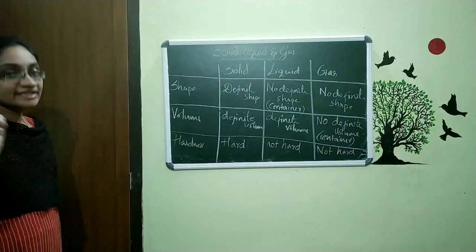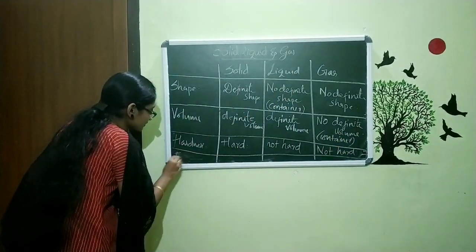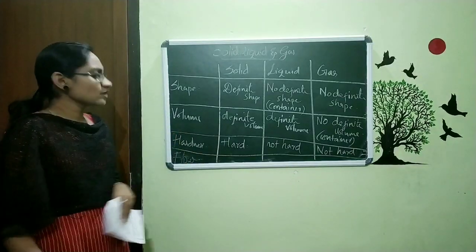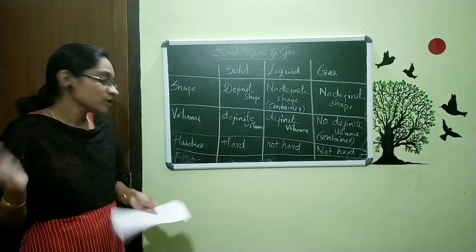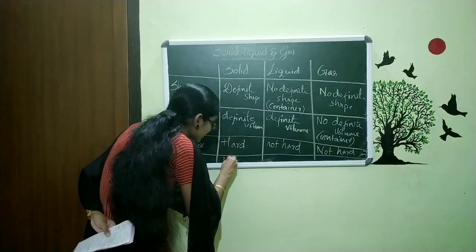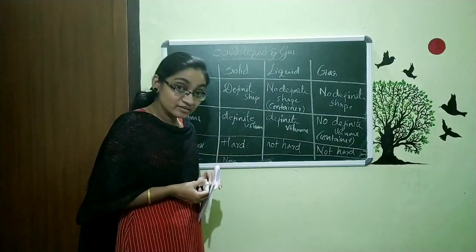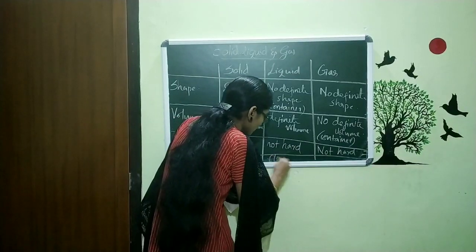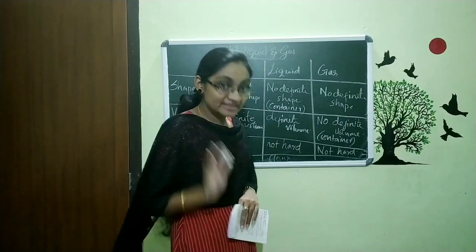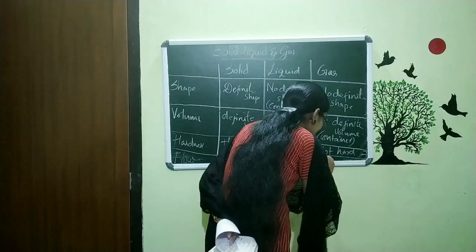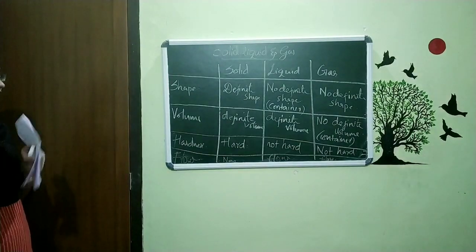And also, the final point is about the flow. What about the flow? Do these solids flow? Have you ever seen solids flowing? No. So, they do not flow. And what about the liquids? They are flowing. Very simple. And what about this gas? I think that is something different for you. Actually, the gases are flowing. So, we can say these gases flow.